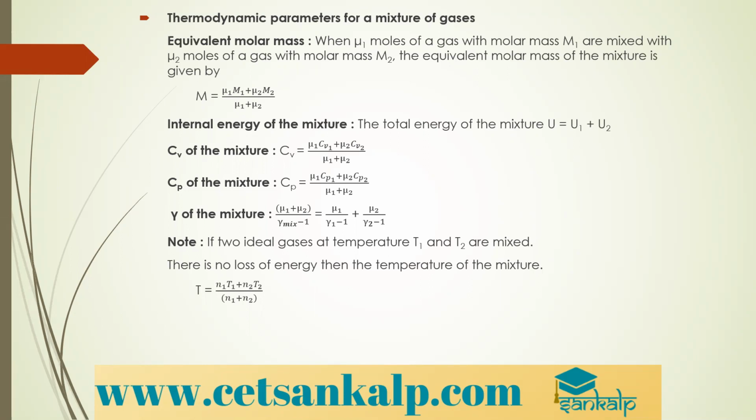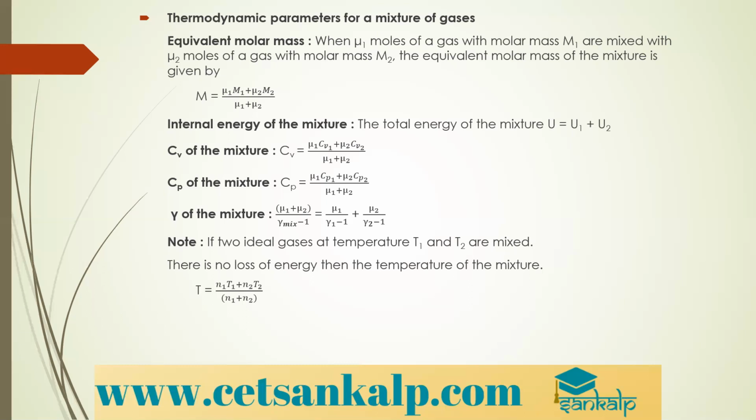Next, internal energy of the mixture. The total energy of the mixture is U1 plus U2. Cv of the mixture, that is, specific heat capacity at constant volume, is given by mu1 Cv1 plus mu2 Cv2 divided by mu1 plus mu2. At constant pressure, Cp is equal to mu1 Cp1 plus mu2 Cp2 divided by mu1 plus mu2.